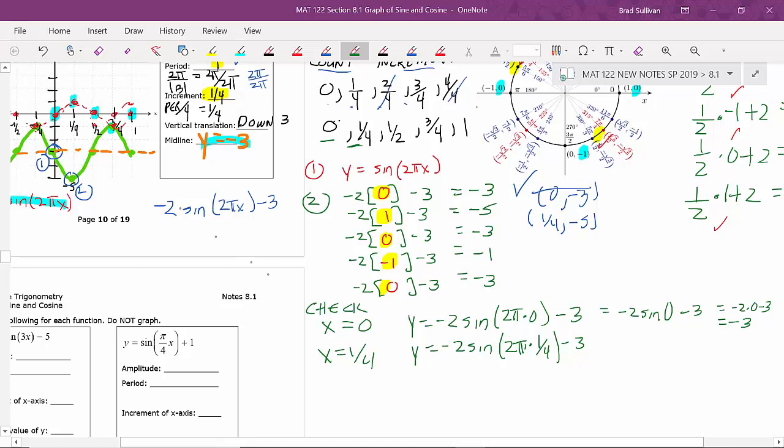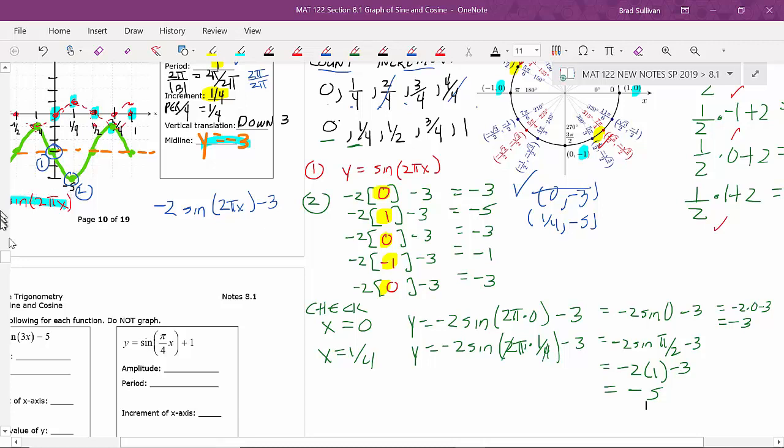Do the same thing with 1/4. You would have y equals -2 sine, and then 2 pi over 4 reduces to pi over 2, minus 3. Well, the sine of pi over 2 is 1. -2 minus 3 is -5. So notice that when x is 1/4, you have -5.